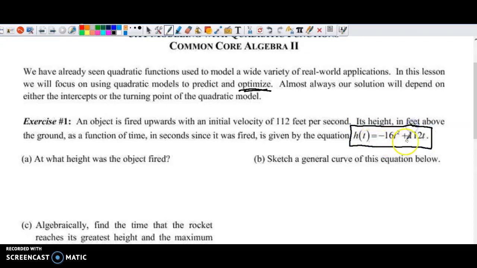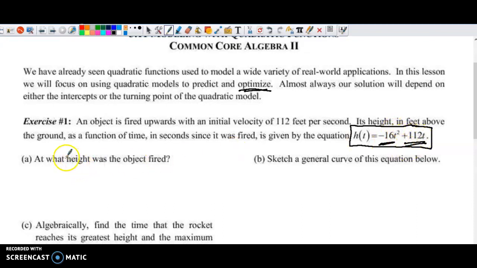Now, the reason why this equation should make sense is that gravity is going to constantly pull something back to Earth. So whatever this object is that's going up, it has to have a speed going up. That's where this 112t comes from. But then gravity is going to pull it back to Earth.